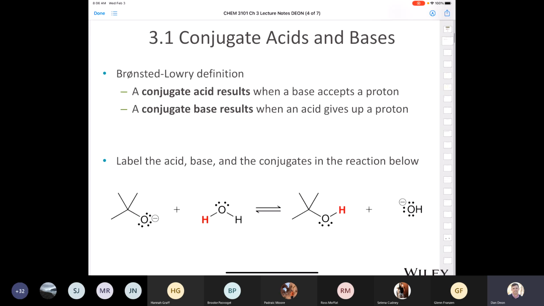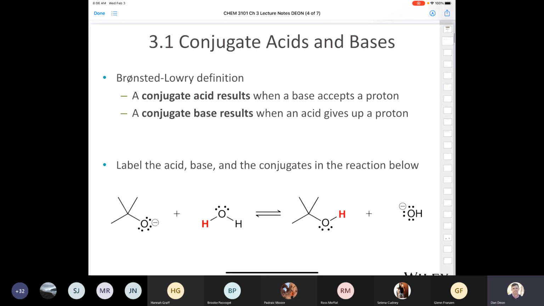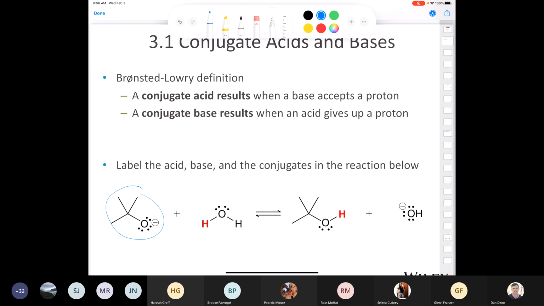So on this slide, we're being asked to label the acid, the base, and the conjugates in this reaction. So we want to label everything. Well, I'm starting out with this ion that has a negative charge, and I'm starting out with water.